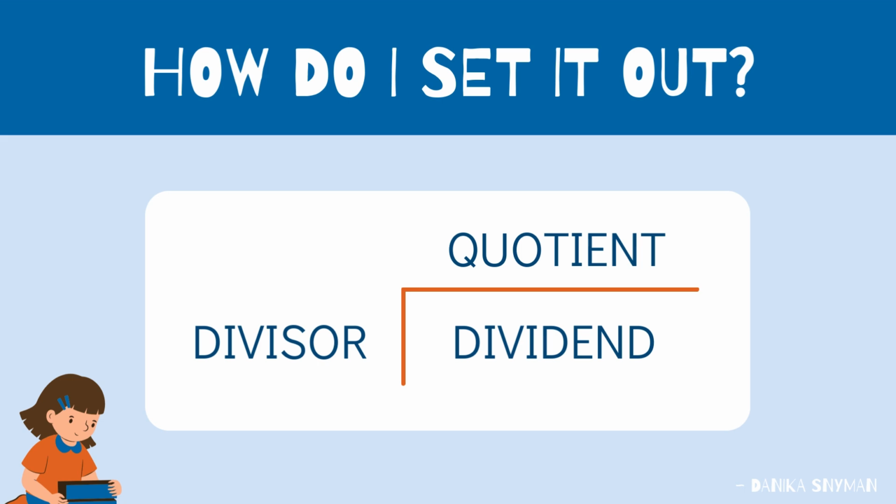So how do I set up? For long division, you're going to use this. The big number must always be under the roof, as we say in our classroom, and then the divisor outside, and then your quotient, your answer, must be on top.